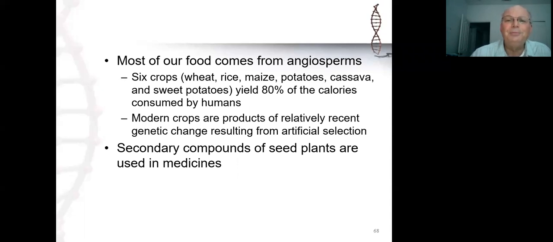And that accounts for over 80% of all the calories that humans consume on a daily basis. Just those 6 crops. And much of what we can do with these crops, and much of the reason why we can get these high yields out of these crops, is because we have genetically modified these organisms through our artificial selection programs. And you notice the terminology that I used there. We have genetically modified these plants.